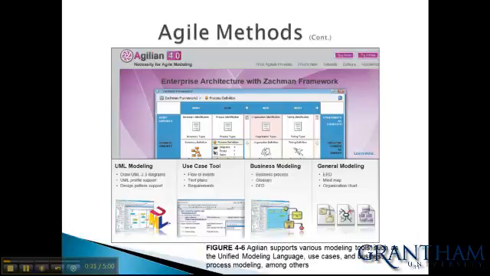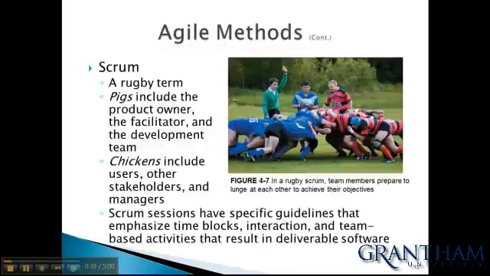Agile supports various modeling tools such as unified modeling language, use cases, and business processing, among others. With Agile, you have a Scrum. A rugby term, pigs include the product owner, the facilitator, and the development team. Chickens include users, other stakeholders, and managers. Scrum sessions have specific guidelines that emphasize time blocks, interaction, and team-based activities that result in deliverable software.